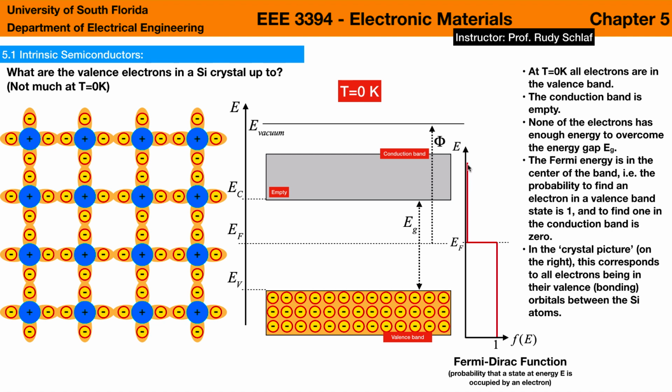The Fermi-Dirac function is a step function. We saw that in Chapter 4. Correspondingly, in the crystal picture, this means that all the electrons are in their bonding orbitals between the silicon atoms.